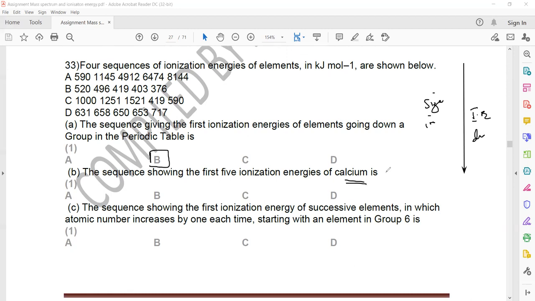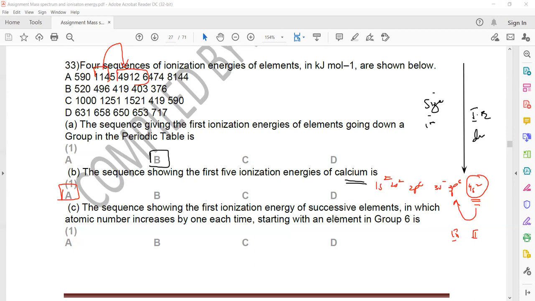Which sequence shows the first 5 ionization energies of calcium? So for calcium, when we write the electronic configuration, it will be 1s2, 2s2, 2p6, 3s2, 3p6, 4s2. So when we remove electrons, the first two should be closer, and then there should be a big jump between the second and the third ionization. So 590, 1100, and when you compare this jump, it's about 5000. So it's a big jump moving from the second to third ionization. So for calcium, A is the right answer.